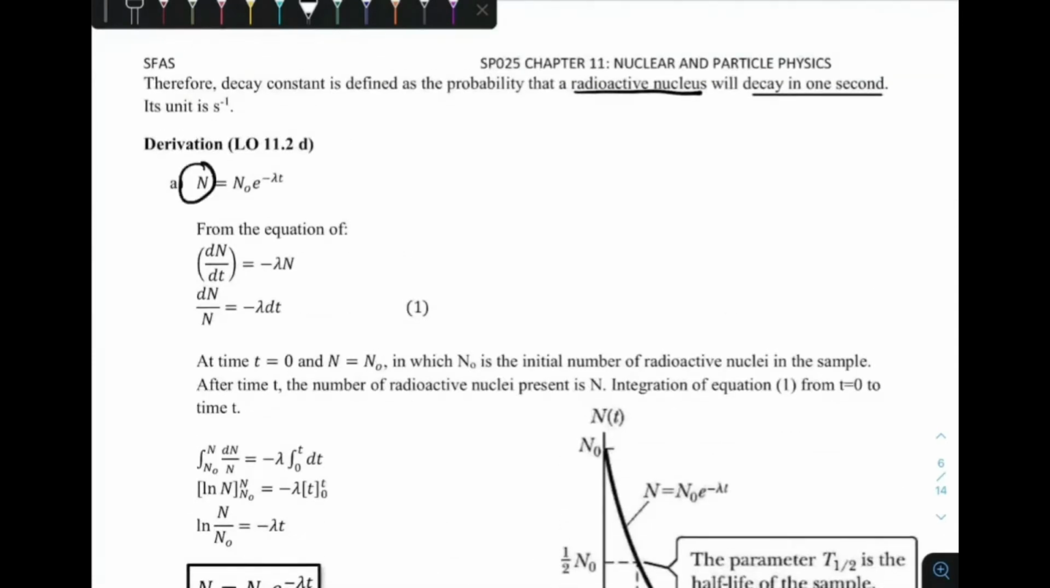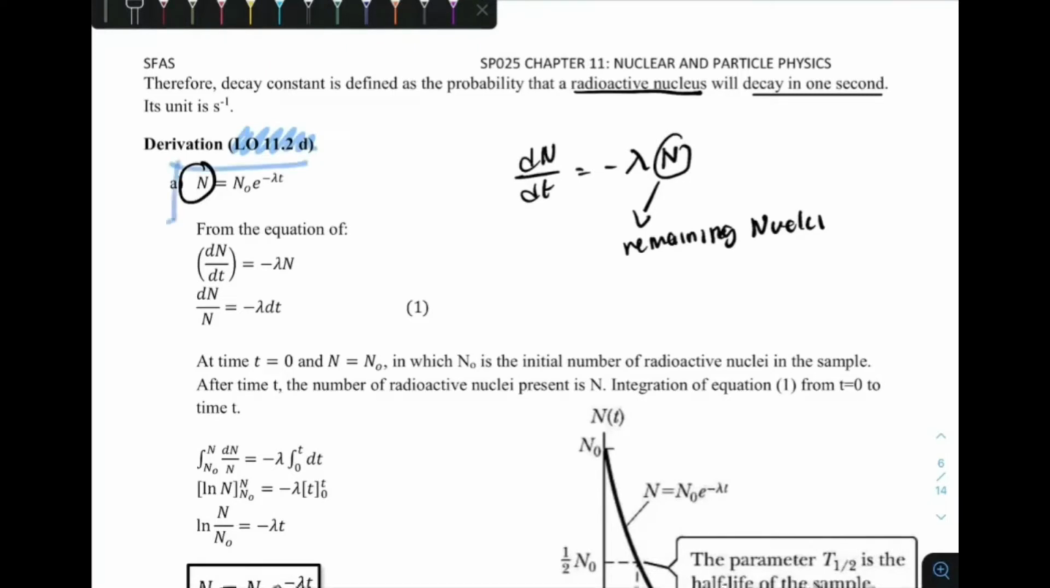N adalah remaining number of nuclei. So kita nak cari equation, maksudnya selain menggunakan equation dn over dt sama dengan negatif lambda n, awak boleh juga cari apa remaining number of nuclei dekat sini menggunakan equation yang kita akan derive dekat sini. Yang kamu kena tahu derivation dia. Kalau kamu tengok saya tulis LO 11.2D dekat sini, you should know the derivation. Awak kena tahu macam mana we come up to this equation ini.